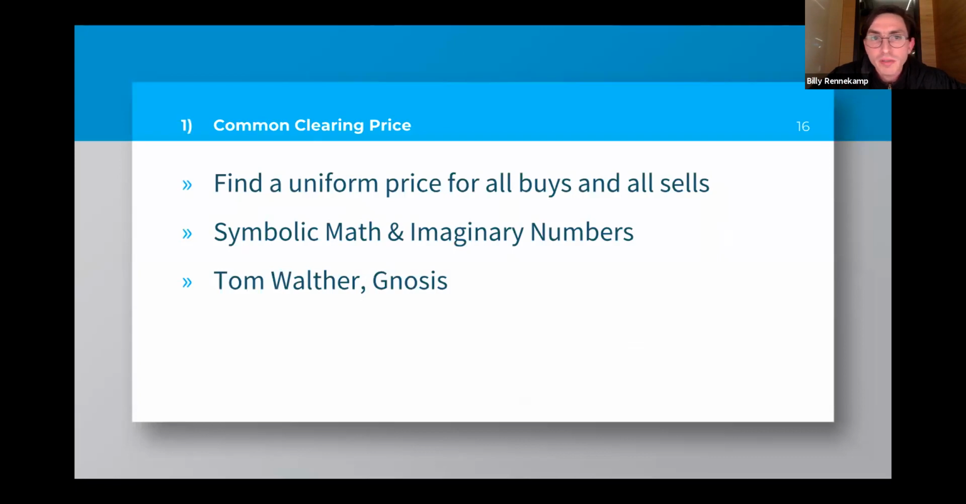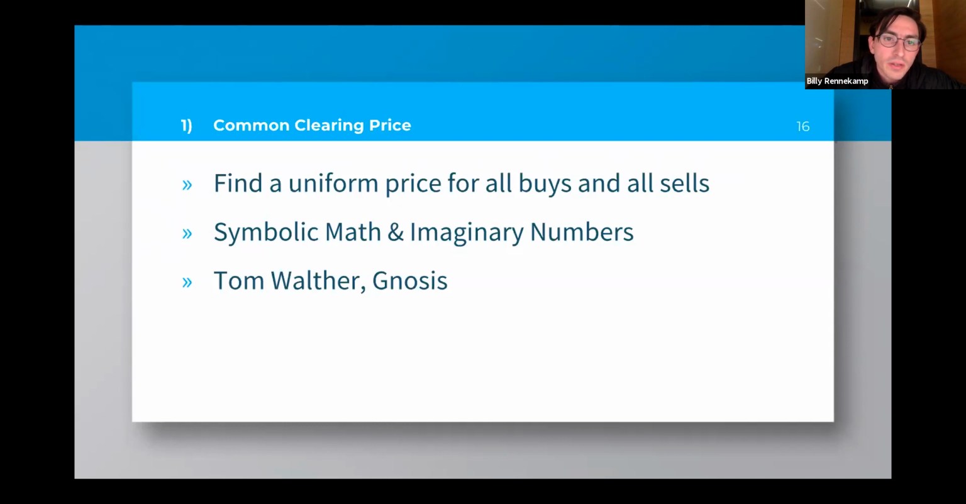The common clearing price, also mislabeled as 1, but meant to be number 3. So this is when you would find a uniform buying price for all the buys and all the sells. This gets into some kind of hairy math. You often get multiple results. Some of them are imaginary numbers. I've been using Wolfram Alpha, as well as I think it's called NumPy, the Python library for symbolic math, and getting a lot of help from Tom Malter from Gnosis, who I have to shout out to.